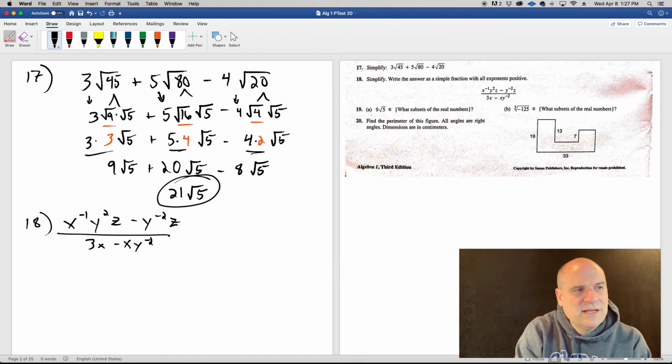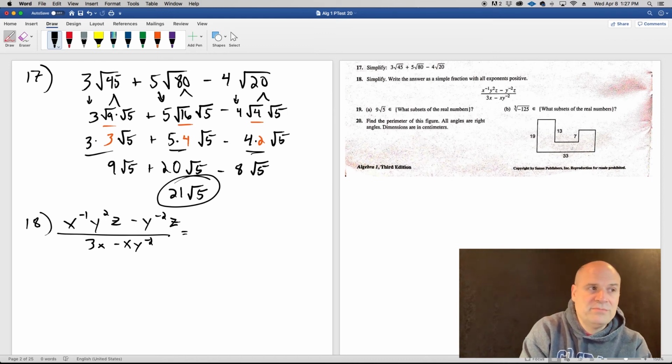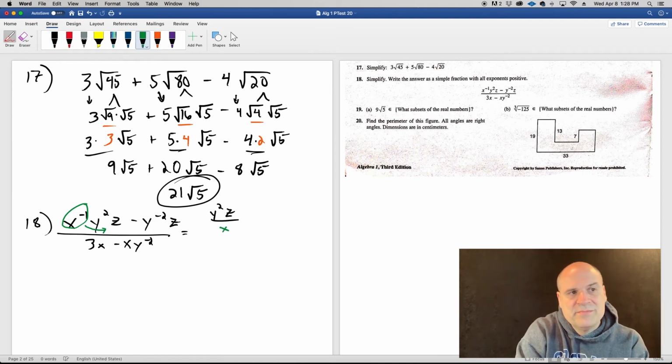At first glance, it looks like, oh, let's just bring everything upstairs. Well, you can't do that because these are not multiplied together, they're added together. So we need to rewrite these as each individual term with the exponents in the right place, okay? So we're gonna write this term, and this guy needs to go downstairs. So this needs to go under right there. Okay, so let's rewrite that: y squared z all over x to the negative 1 becomes an x to the positive 1.